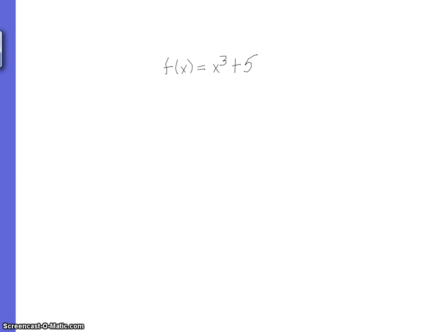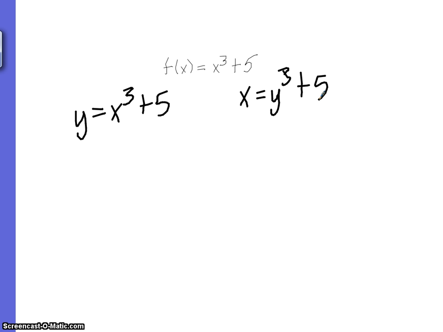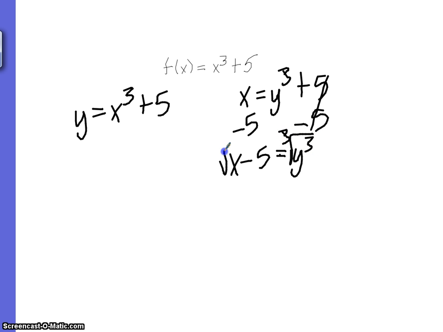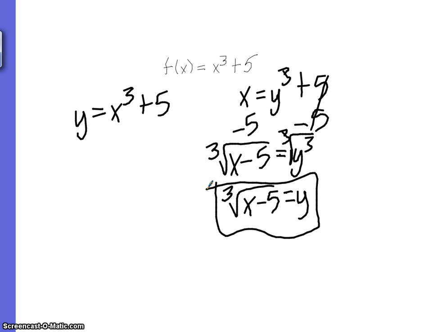So now we have f of x is equal to x cubed plus 5, or y is equal to x cubed plus 5. I'm going to switch my variables. So x is equal to y cubed plus 5. I'm going to solve for the y, and so I'm going to start by subtracting 5 to the other side. So I've got x minus 5 is equal to y cubed. I cube root both sides, the same as I did on the last example. And I have y is equal to the cube root of x minus 5. Y has been solved for, so I'm finished.